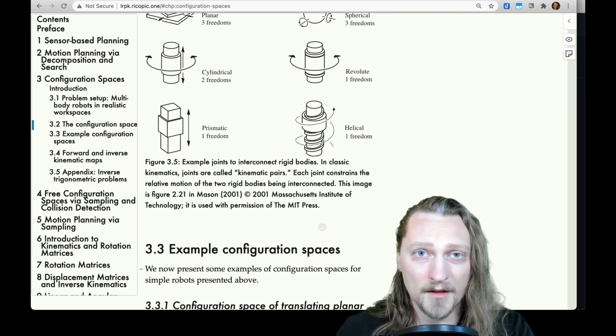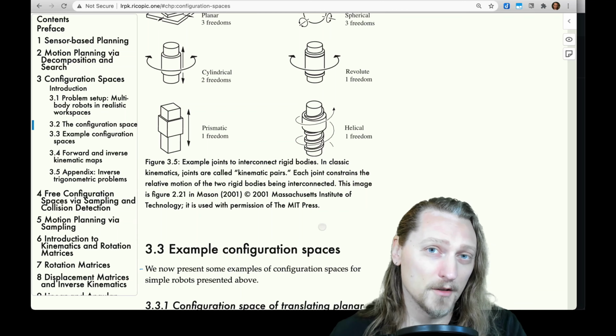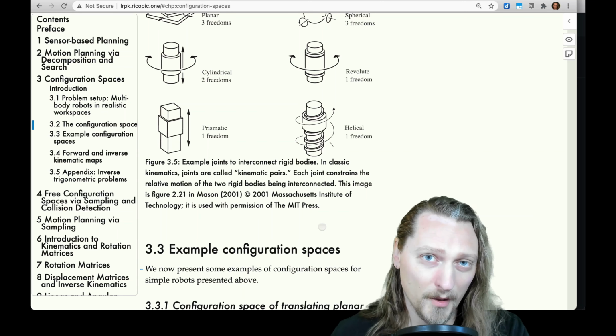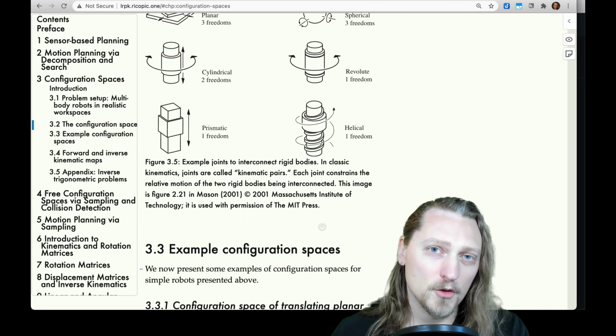So now we've defined the configuration space, how it relates to the workspace, how you can have a configuration map to the workspace from the configuration space, and how these different joints affect the degrees of freedom in a robot configuration space.